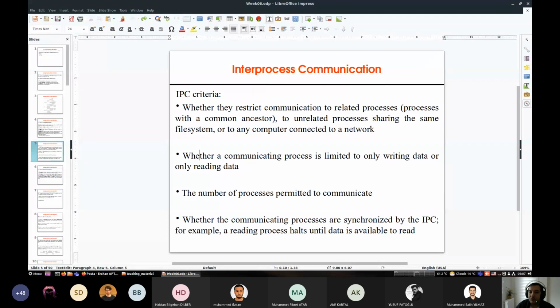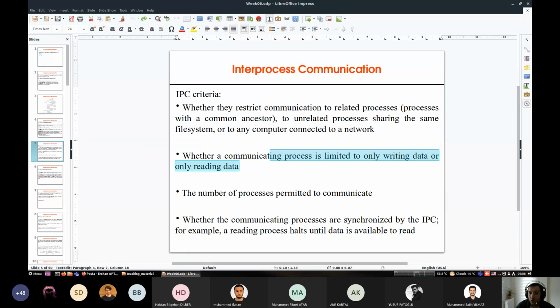Whether the communication is limited to only writing data or reading data. So is it bidirectional or unidirectional? How many processes are allowed to communicate? Does this mechanism allow n processes to communicate or just 2 or 3?